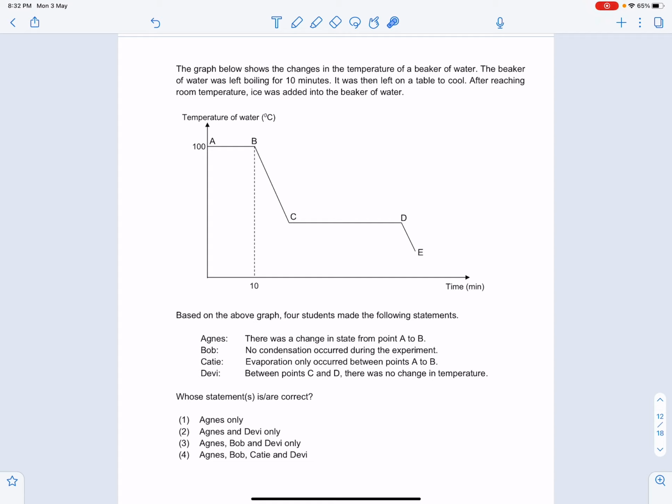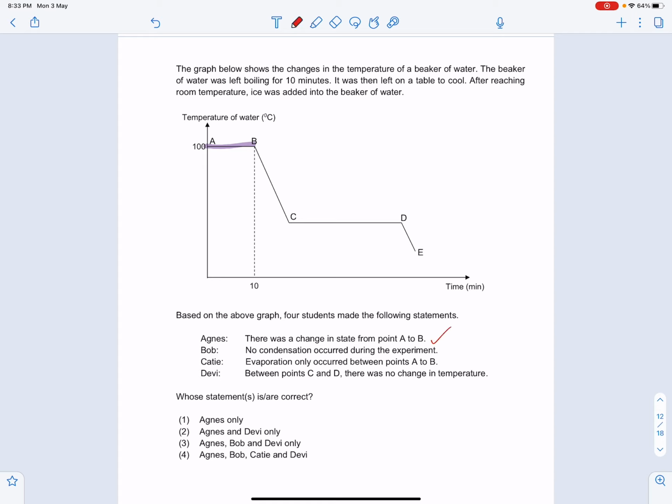Agnes: there was a change in state from point A to B. I would say that she's correct because it's boiling, right? It's at 100 degrees. It's water. So during boiling, water changes from liquid to gas. So there's a change of state, and we have to remember something very important: during a change of state, temperature remains constant until all the substance has changed from one state to another. The fact that it did not go any higher, if it continued to boil, just means that not all the water has boiled off. So Agnes is correct.